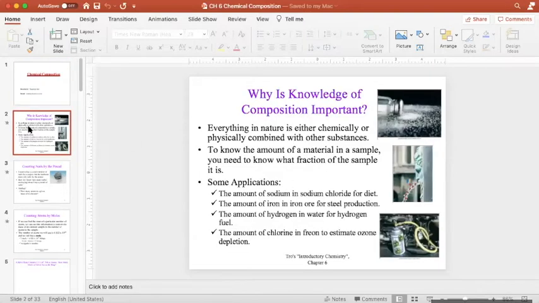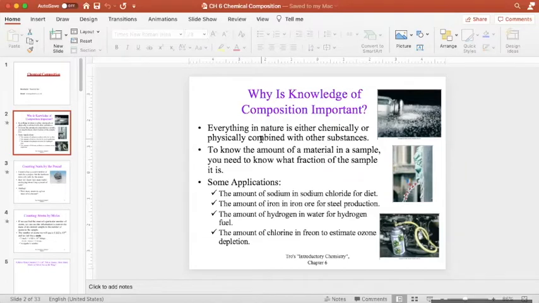So let's begin with a question, right? Why is the knowledge of composition important? Why is it important to know the components, what matter is made up of? As you know, everything in nature is either chemically or physically combined with other things. So most of the things in nature are mixtures, right?